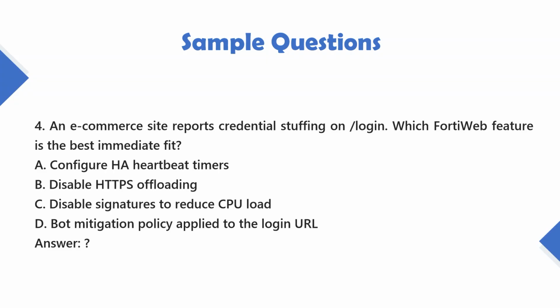4. An e-commerce site reports credential stuffing on login. Which FortiWeb feature is the best immediate fit? A. Configure HA heartbeat timers. B. Disable HTTPS offloading. C. Disable signatures to reduce CPU load. D. Bot mitigation policy applied to the login URL.